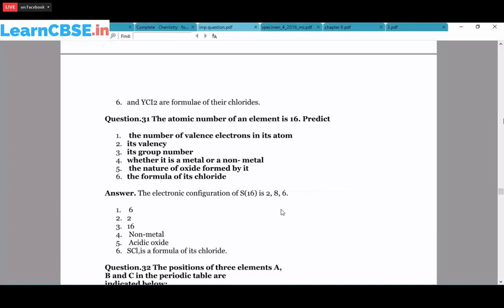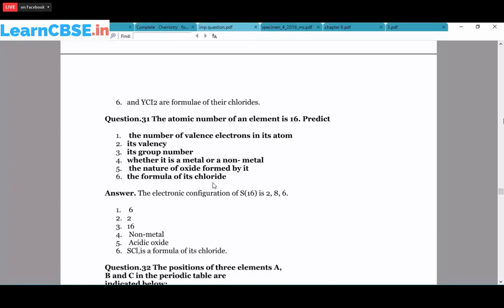Its valency: it needs 2 more electrons to complete the shell, so valency is 2. Its group number is 16, because it has 16 electrons. Whether it is a metal or a non-metal: it is a non-metal because it gains 2 electrons. Non-metals always gain electrons, metals lose electrons. The nature of the oxide formed by it: metallic oxides are always basic oxides, non-metallic oxides are always acidic oxides. As it belongs to the non-metals, its oxide is acidic in nature.